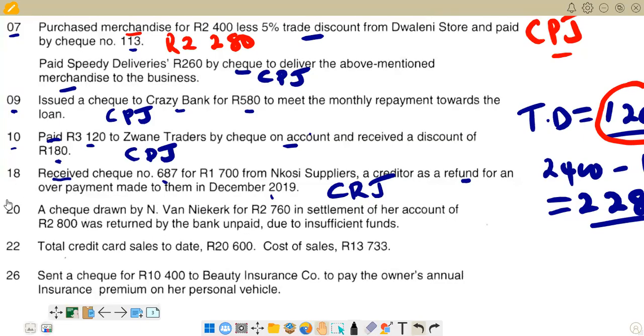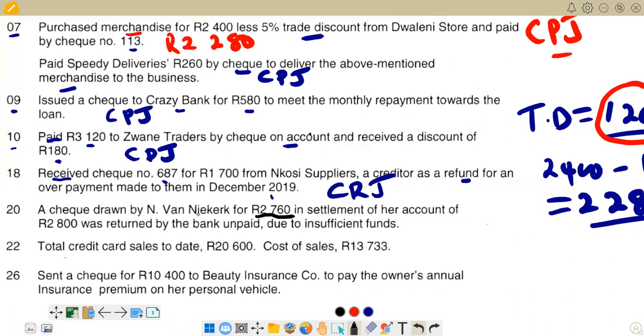So we go to the next transaction, which is the transaction on the 20th. It reads a check drawn by N. van Niekerk for 2,760 rands in settlement of the account of 2,800 was returned by the bank unpaid due to insufficient funds. So this check is 2,760. The difference, we are not concerned about it, because we are just concerned about the amount that has been retained there, which is 2,760. So this is the amount that we are going to enter.